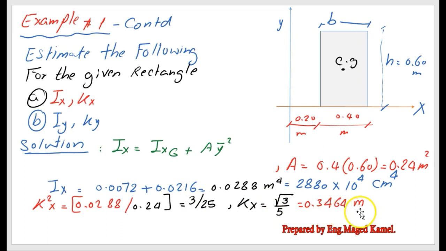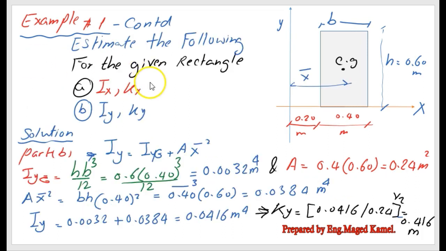The dimension of this is meter, because the moment of inertia is m to the power of 4, and the area is m squared. If we divide them by each other, we have m squared. Taking the square root of m squared will give us meter.